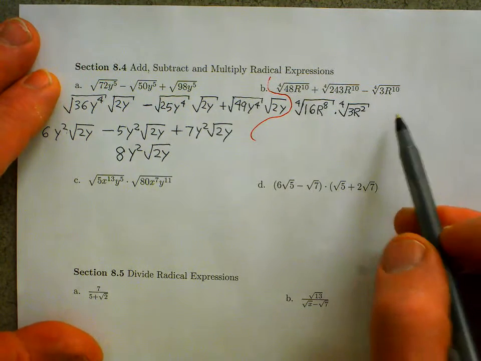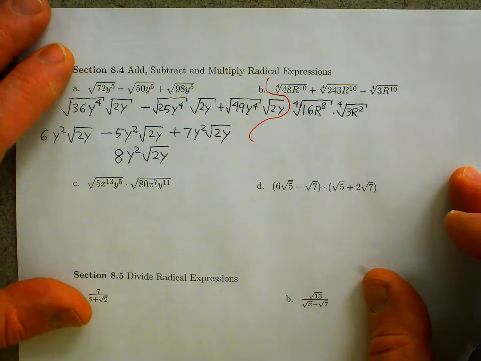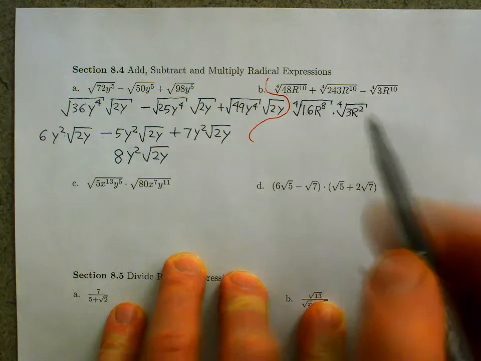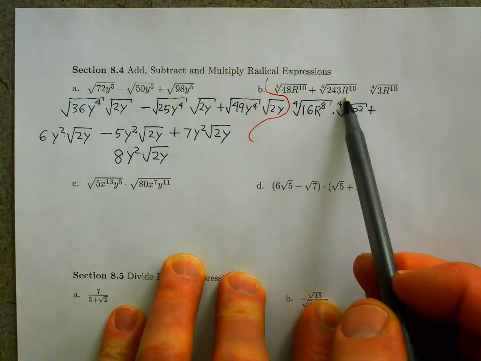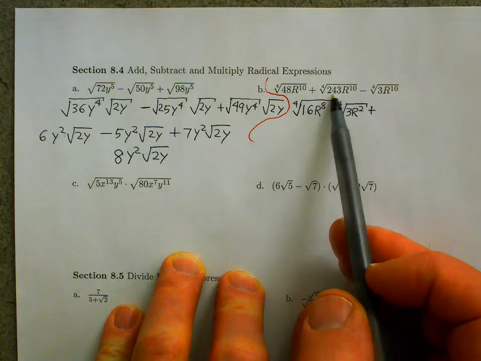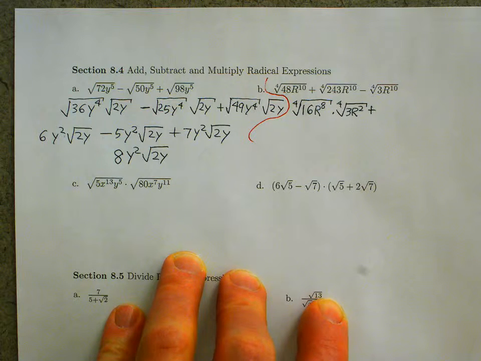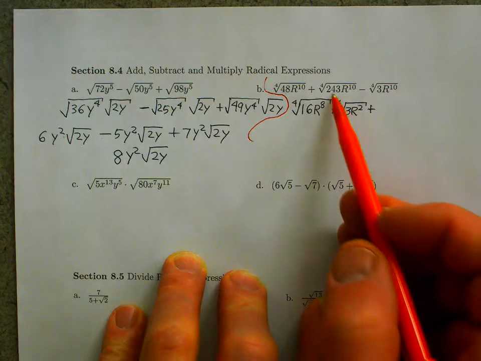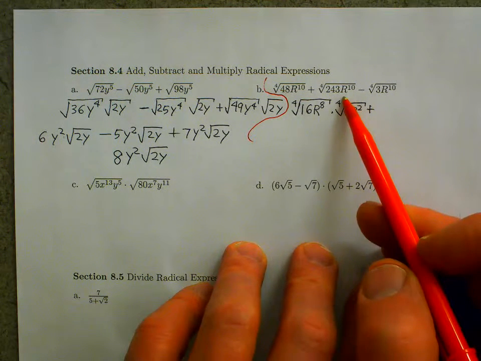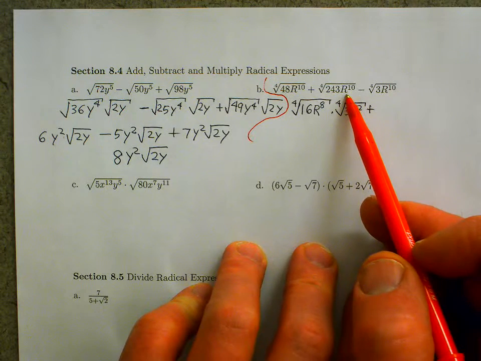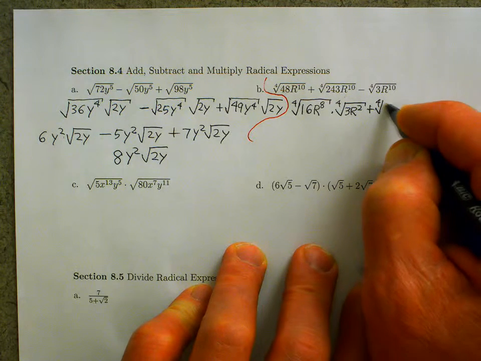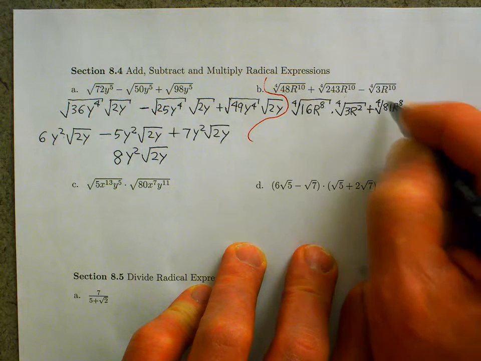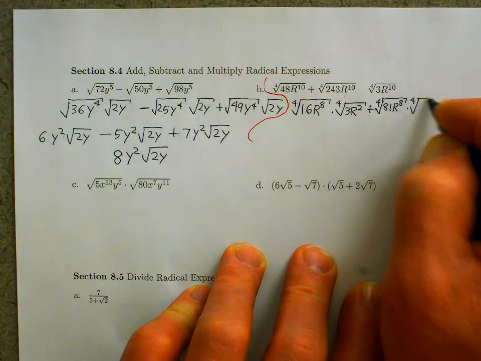Okay, I can see that I'm going to run out of space, so well, maybe not. Let's look at the next term. The fourth root of 243r to the 10th. The largest factor of 243 that is a perfect fourth power is 81, because 3 to the fourth is 81. And then 81 times 3 is 243. And then once again, the largest factor of r to the 10th that is a perfect fourth power is r to the 8th. So we'll rewrite this as the fourth root of 81r to the 8th times the fourth root of 3r to the second.